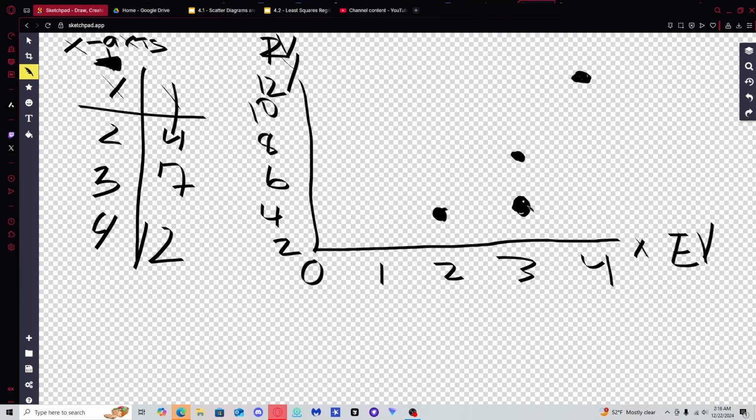What if you have 2 dots in the same area? Or 2 dots on the same x or explanatory variable? Then how would you connect it? And the simple answer is you don't connect it.